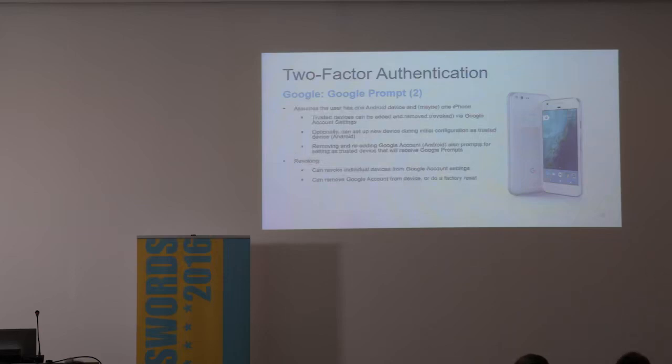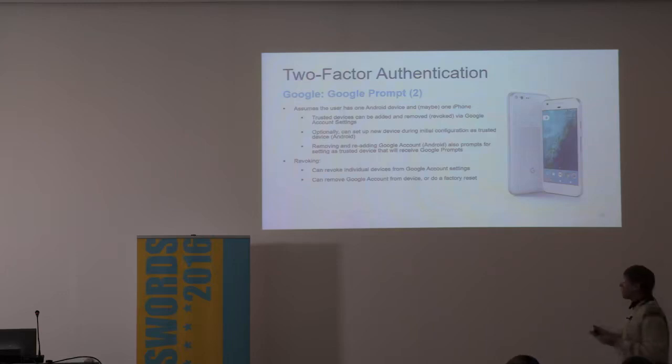So setting up a new device for Google Prompt is pretty straightforward. You just confirm that the device is a trusted device. You are prompted to use Google Prompt on that device, and boom, you're done. You can also enroll your devices to use Google Prompt from Google account settings for two-factor authentication online from any web browser, so you do not have to use an Android device or an iOS app for that.